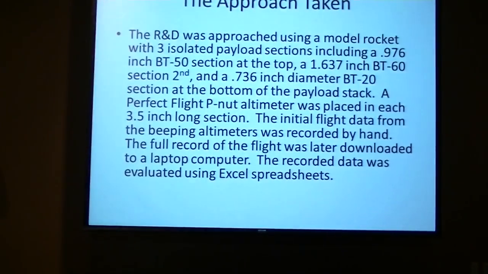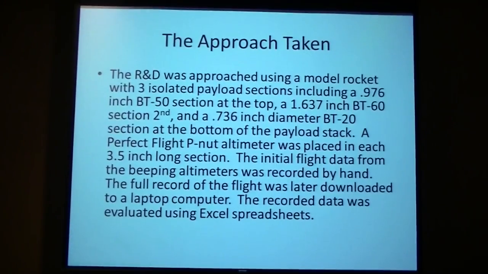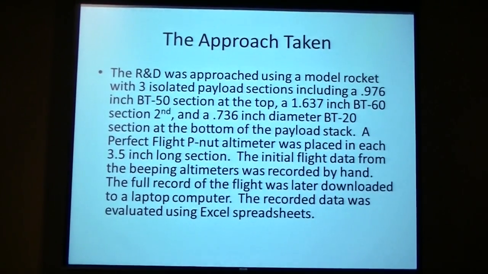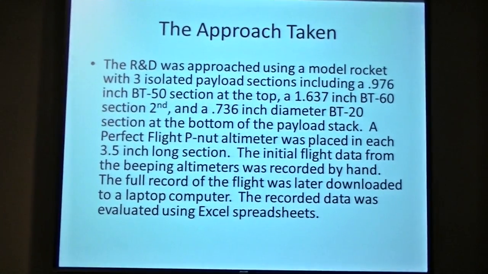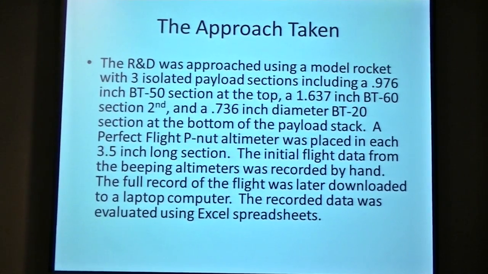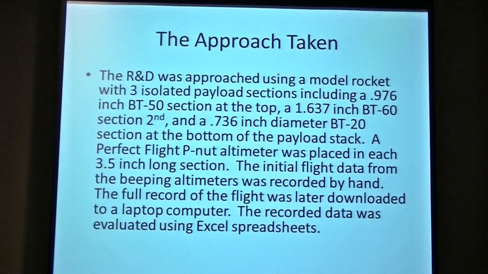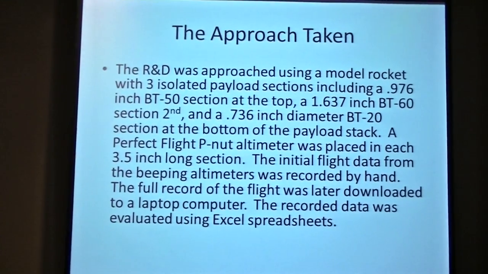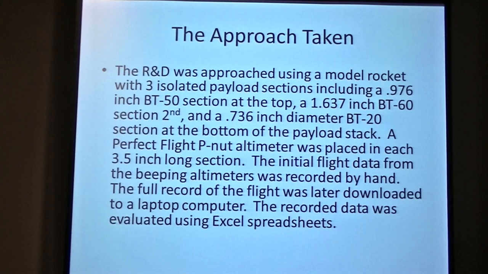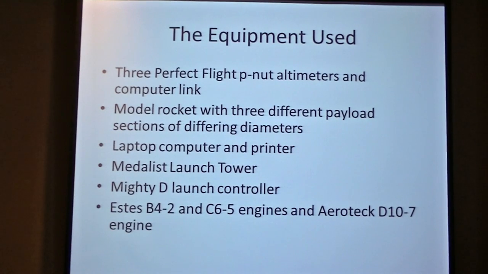So my approach was to use a model rocket with three isolated payload sections with a BT-50 section, a BT-60 section, and a BT-20 section. And I put them up in kind of an odd order. Normally you'd expect skinnier at top, and instead it's like this, and we'll get to our drawing. But it's basically, I had a peanut altimeter here, here, and here in this model. So we had three Perfect Flight peanut altimeters, all these little jobs right here.